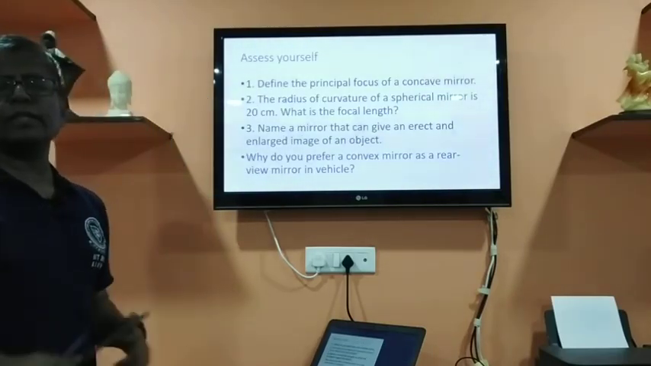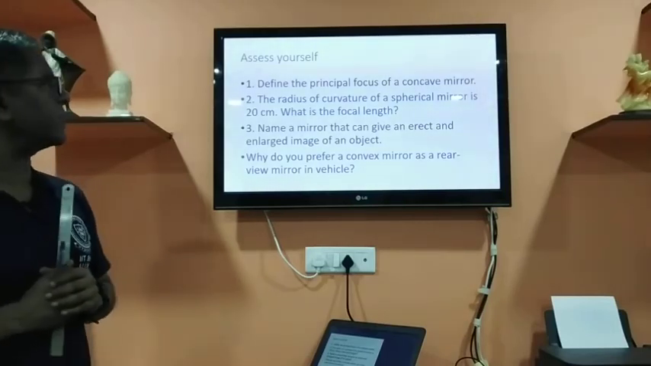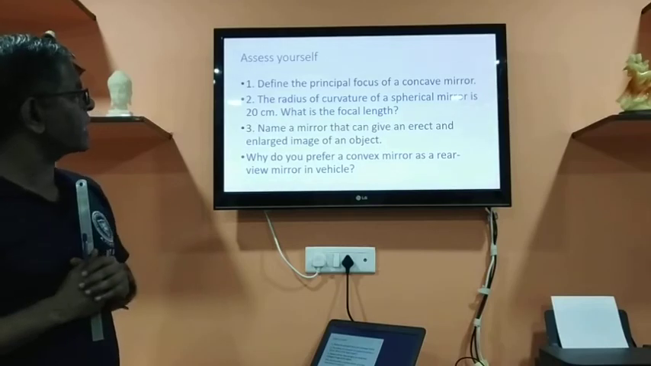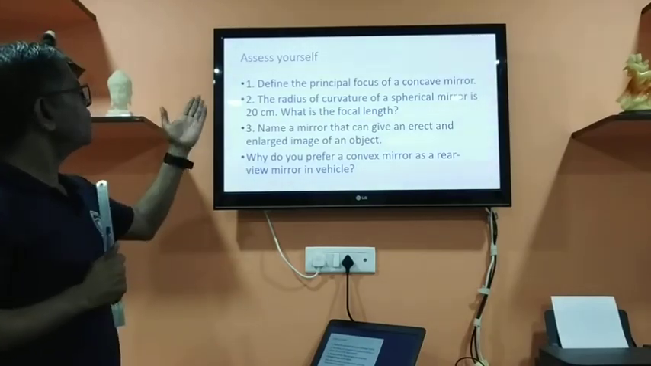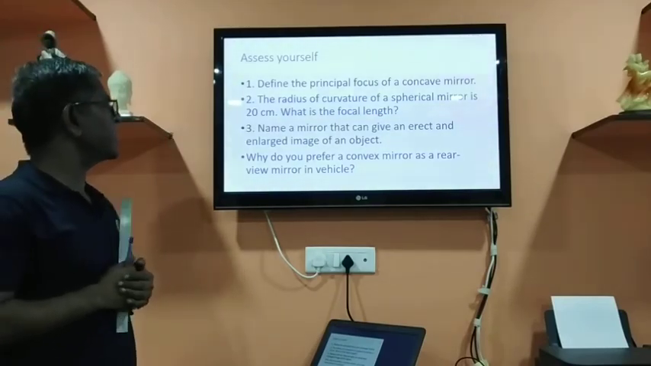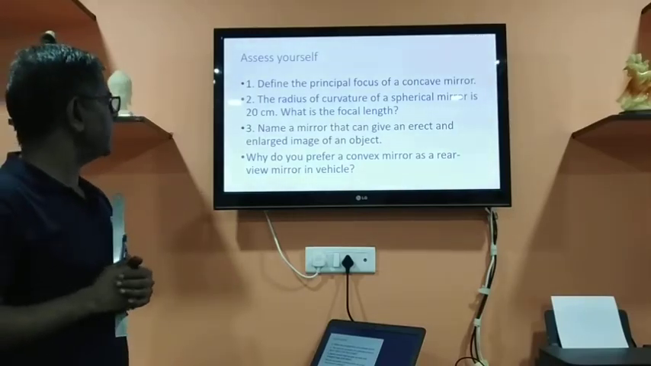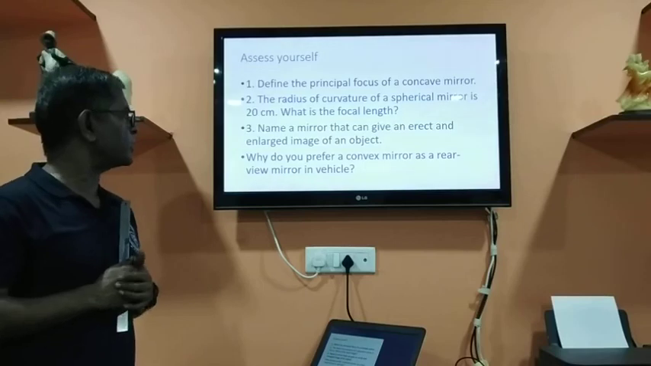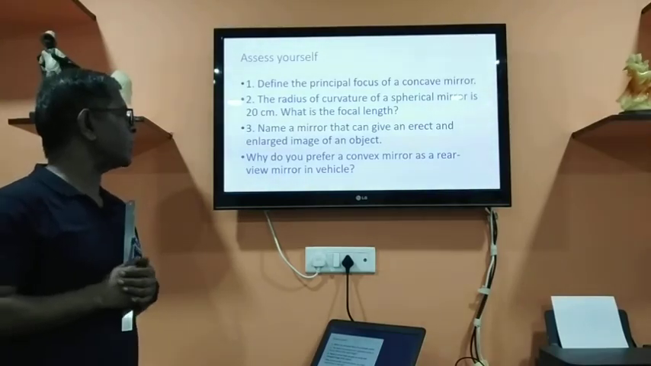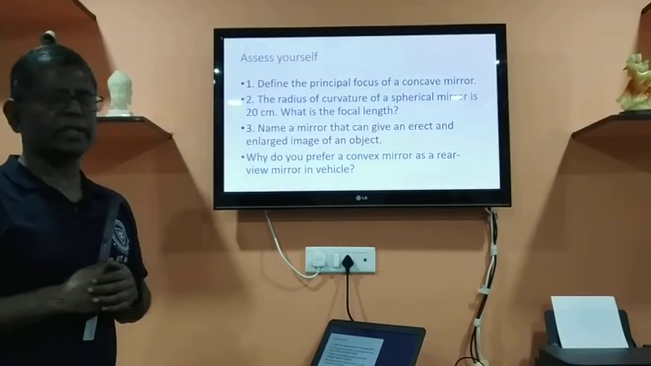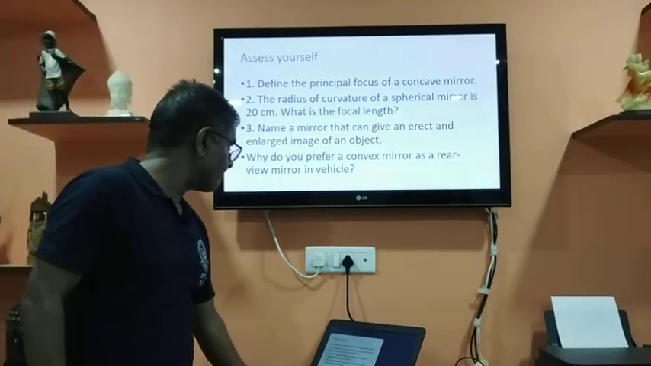So these are the questions which you can note down in your journal and assess yourself. Define the principal focus of a concave mirror. Find out, if the radius of curvature is 20 centimeters, what is the focal length? Name a mirror that can give an erect and enlarged image of an object. And why do you prefer a convex mirror as a rear view mirror in vehicles? Kindly answer these questions in your journals, and I finish.